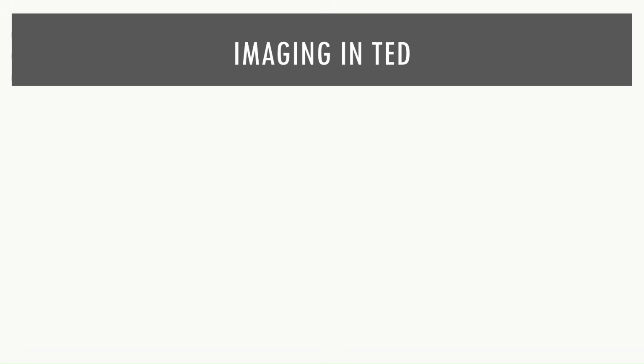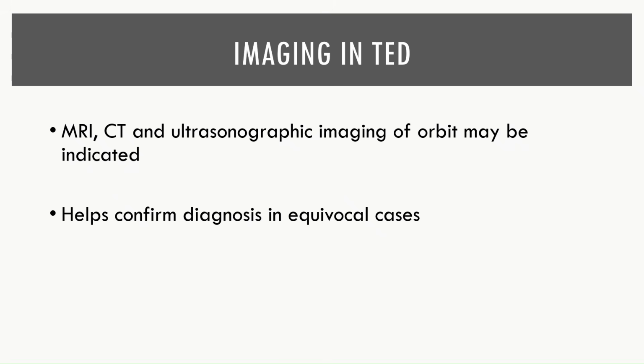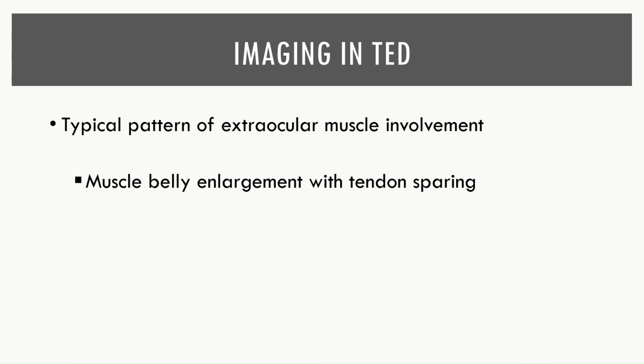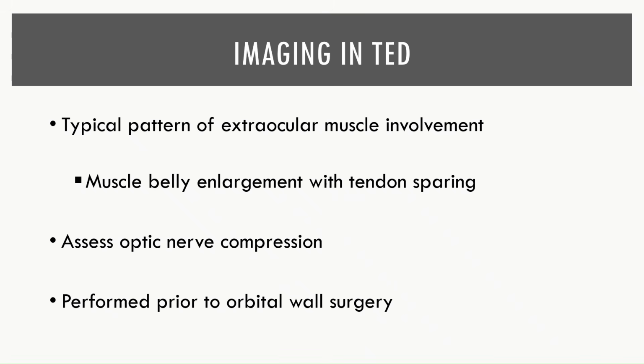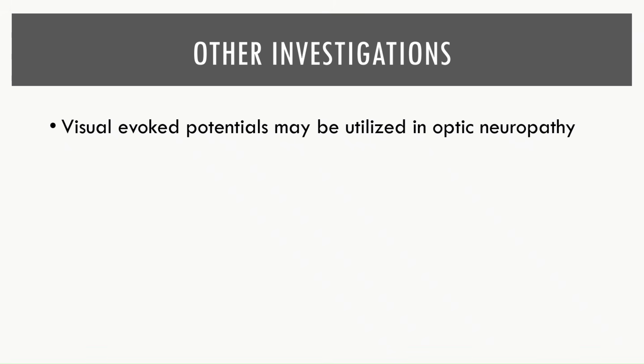Imaging in thyroid eye disease. MRI, CT, and ultrasonographic imaging of the orbit are indicated in selected cases to confirm diagnosis. It helps to assess the typical pattern of muscle belly enlargement with tendon sparing. Imaging is also used to assess optic nerve compression and before orbital wall surgery. Visual evoked potential may be utilized in optic neuropathy.